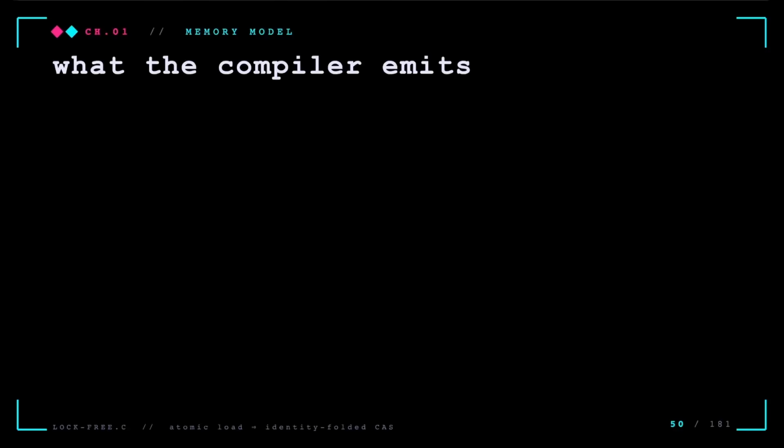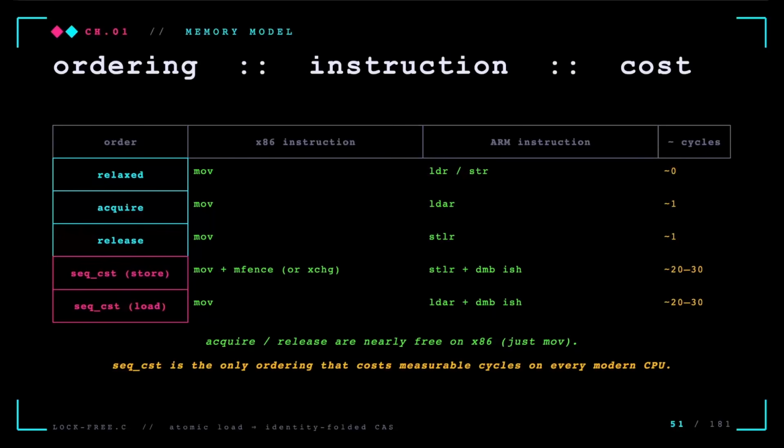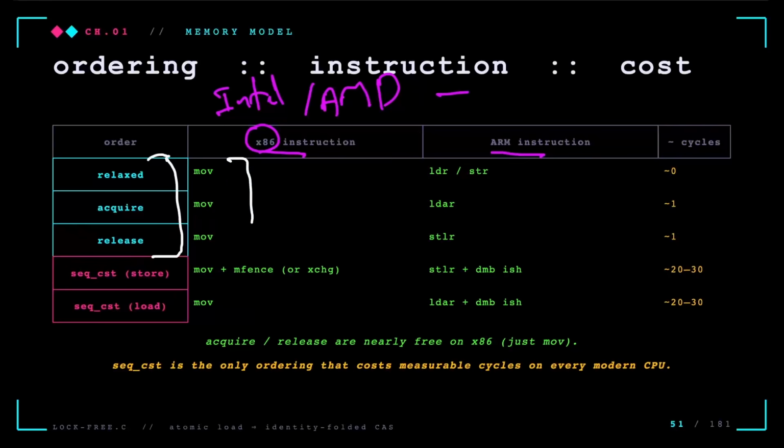So with that being said, let's see what the compiler emits for different memory orderings. We will compare primarily x86 instructions and ARM instructions. So remember that x86 is a family of CPUs. That is things like Intel, AMD. Personally, these are the only two I know, and you have ARM processors, M1 chips, etc.